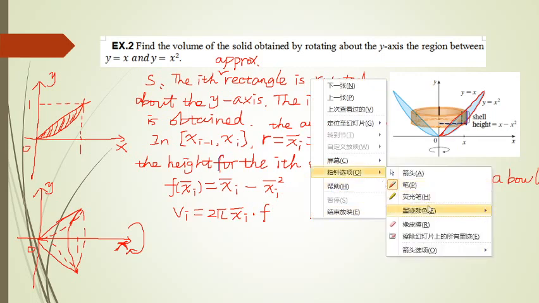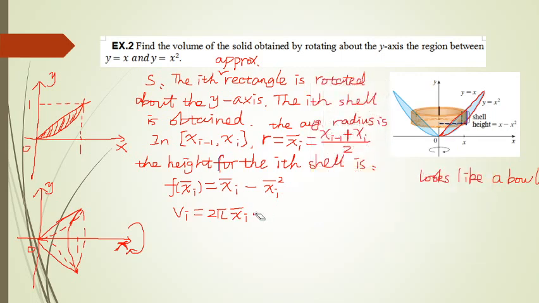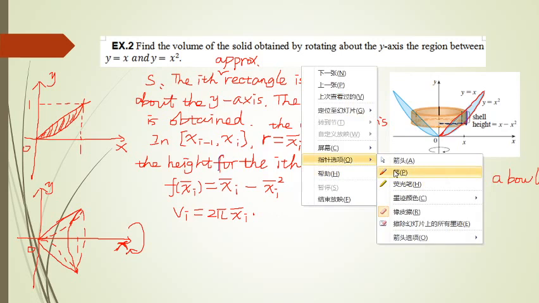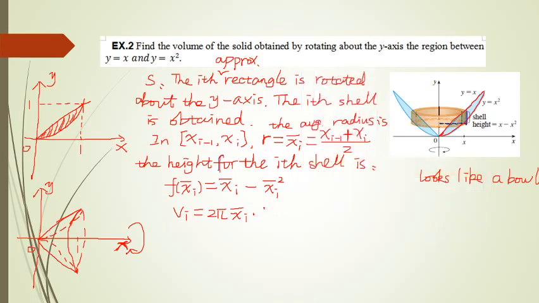Now what is my height? My height is not only one function, it will be the difference of the two functions, right? How can we write this function according to here? xi minus x squared, but we evaluate it at xi bar, so the height will be xi bar minus xi bar squared. So the circumference, the height, then times delta x.